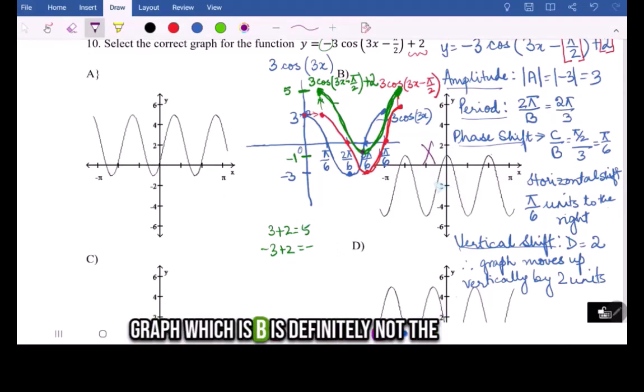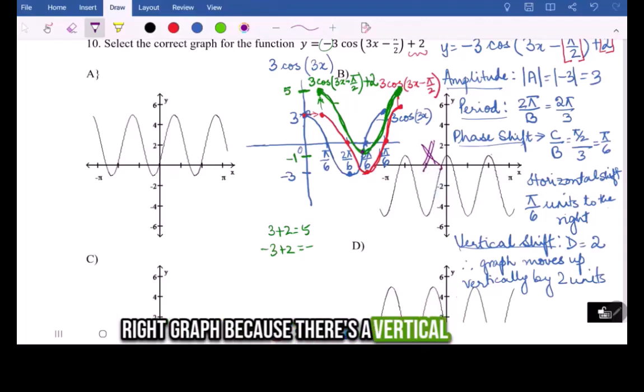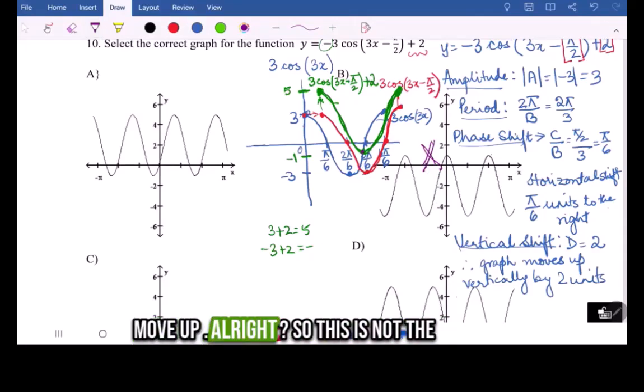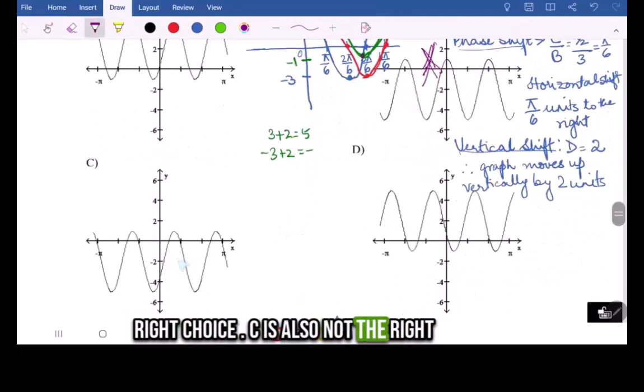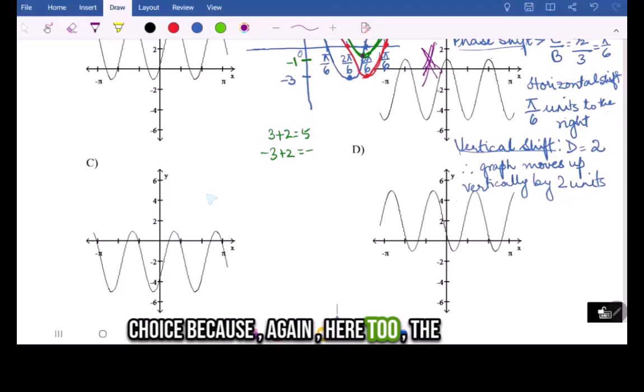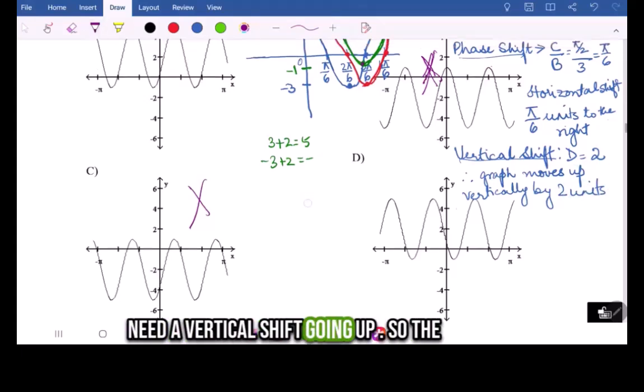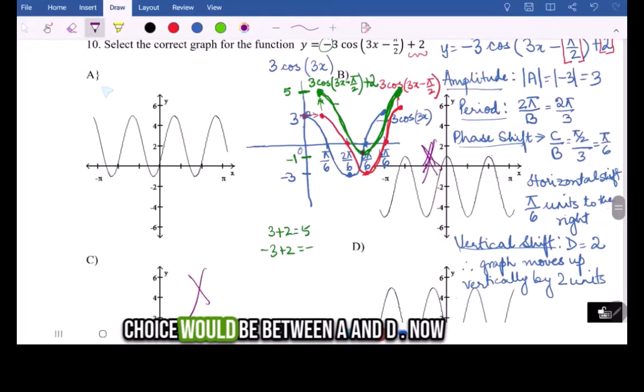The graph, which is B, is definitely not the right graph because there's a vertical shifting down. Our graph needs to move up. All right, so this is not the right choice. C is also not the right choice because, again, here too, the entire graph has come down. There's a vertical shifting of down when we need a vertical shift going up. So the choice would be between A and D.